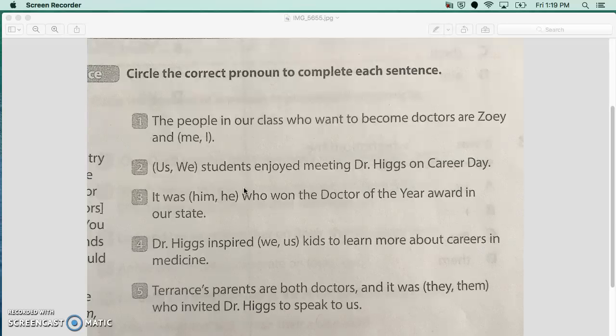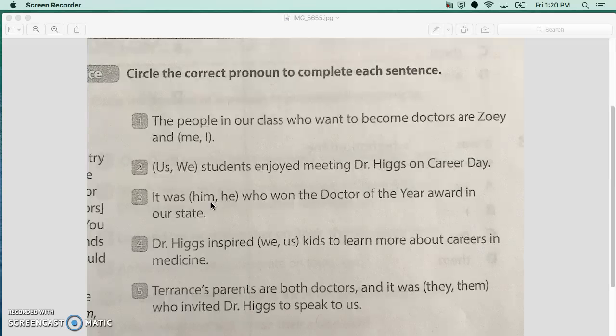When you find the predicate, which is won the Doctor of the Year award, you are eliminating the extra fluff that it was, and you're also eliminating who. That's extra noise in the sentence that doesn't mean anything. He won the Doctor of the Year award in our state.